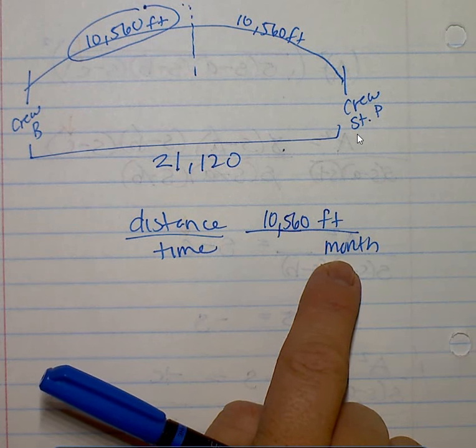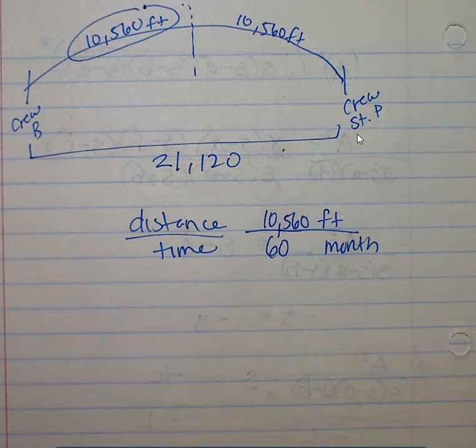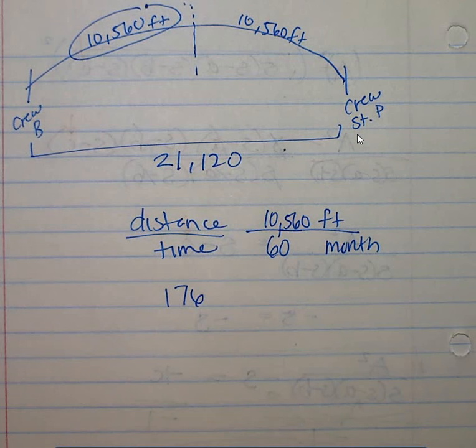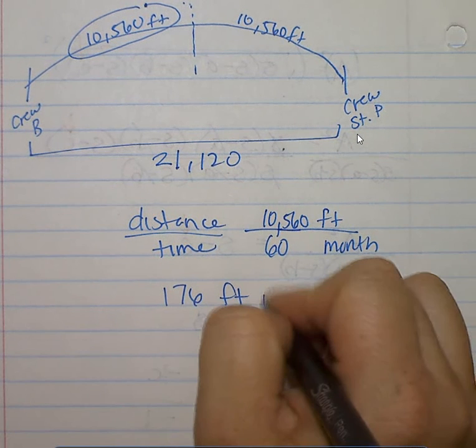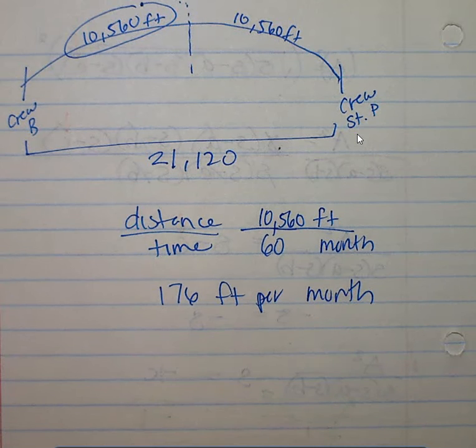So grab a calculator. What is 5 years equivalent to in terms of months? Okay, please take 10,560 and divide it by 60. Thank you. 176. What do I need to also put behind it? Feet per month. Awesome. Part A is completed.